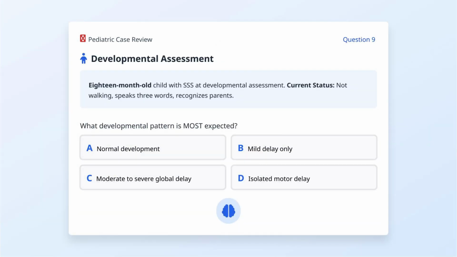An 18-month-old child with Sanjad-Sakati syndrome undergoes developmental assessment. The child is not walking, speaks 3 words, and recognizes parents. What developmental pattern is most expected in this condition? Option A, normal development. Option B, mild delay only. Option C, moderate to severe global delay. Option D, isolated motor delay.